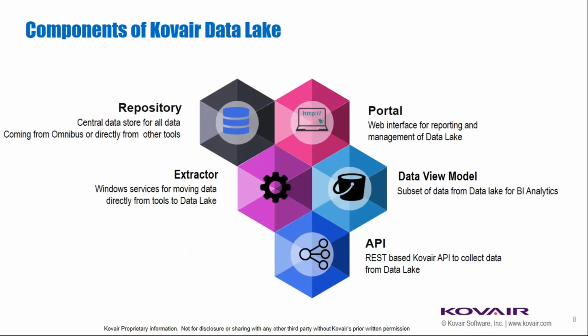Now, what are the Kovair components in this? There are 5 key components. One is, of course, a central repository of the raw untouched data, and you can have the connectivity through extractors. So you have extractors who bring the data into the repository. You can have a portal, that's another area of Kovair offering. Another is a data view model and APIs to extract the data. And Somenil will talk more about this and give you a demo of each component I'm talking about here.